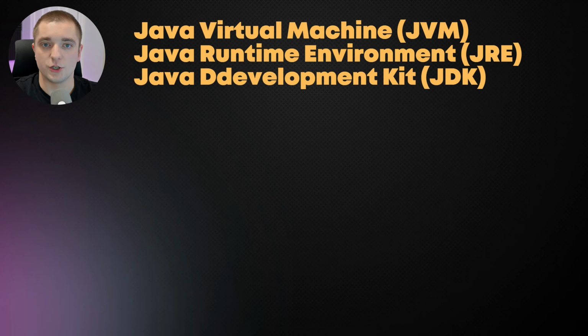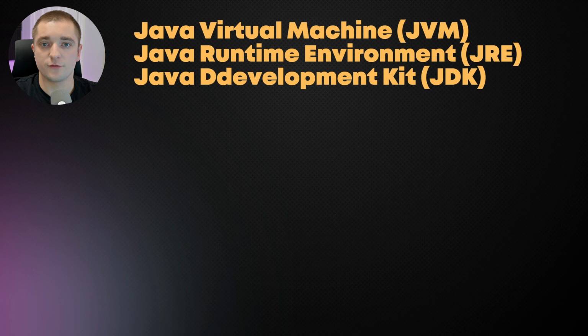Understanding the fundamental concepts of how Java works will give you a deeper appreciation for the language and help you troubleshoot issues more effectively down the line. Let's start by understanding three key components in the Java ecosystem: the JVM, the JRE, and the JDK.